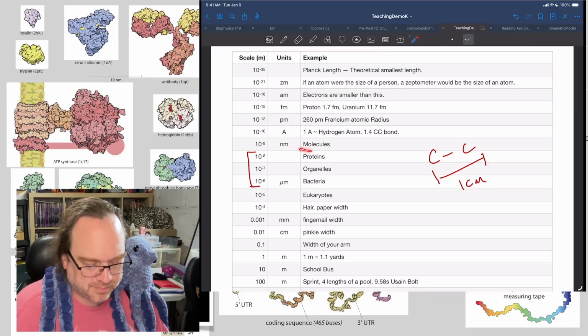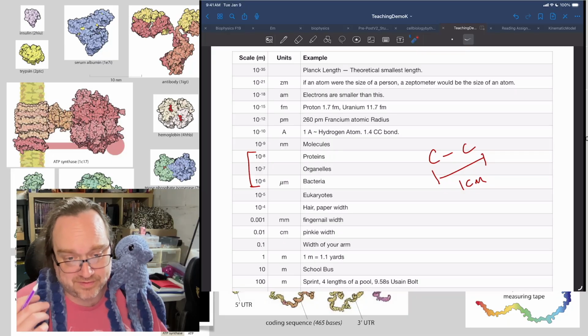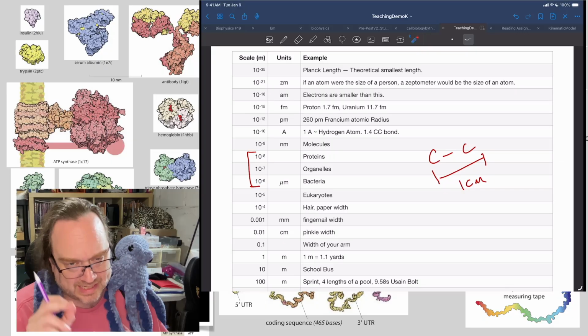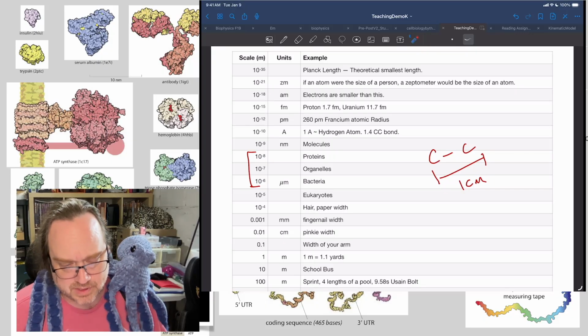However, too small probably for us to be able to see as molecules. Although maybe, if you look at one of the other 3D projects, people had used little pins with heads on them to try to get that scale. And maybe that's the scale you're going to do. What are you going to print?